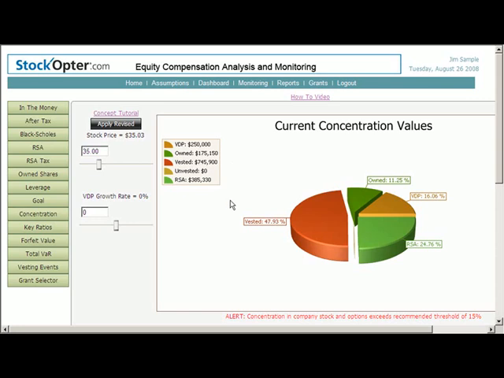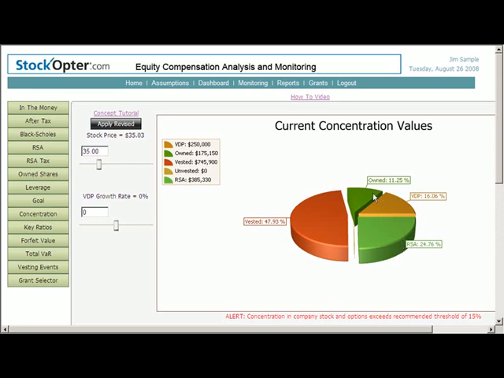The pie chart then calculates and displays the relative percentage of each holding. In this example, Jim's vested options account for about 48% of his holdings. He has no unvested options. His RSAs account for roughly 25%, and his own shares another 11%.